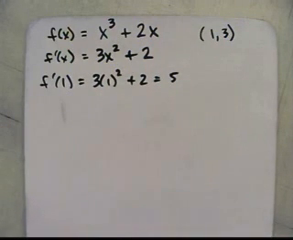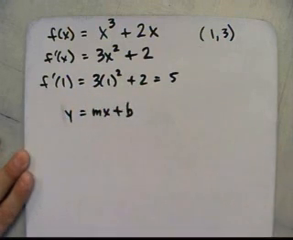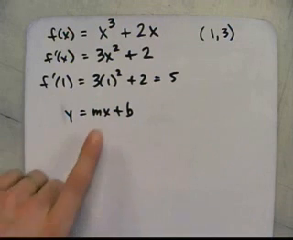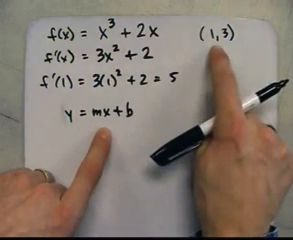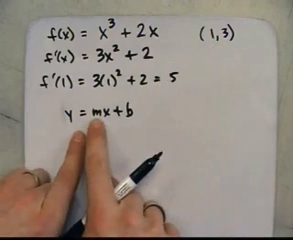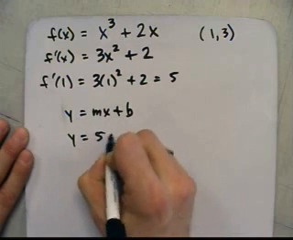Now let's say I wanted to write an equation of a line that's tangent to that point. Well, that'd be y equals mx plus b. Right? Bring back some bad memories here, I'm sure. I want to find the equation of the line that's tangent at the point (1, 3). Well, I know what the slope is now. What's the slope? 5. So I've got y equals 5x plus b.